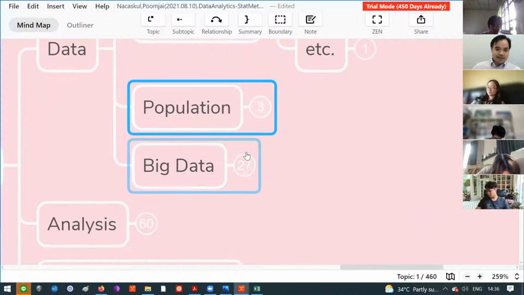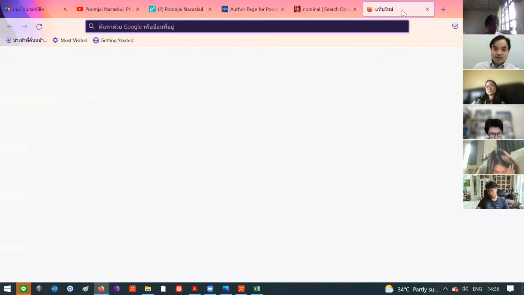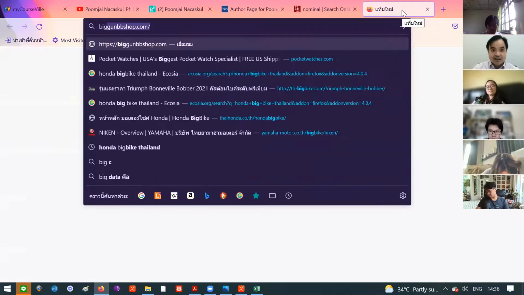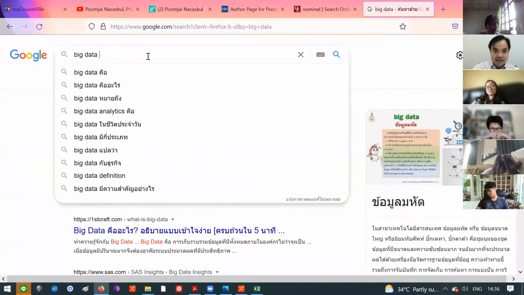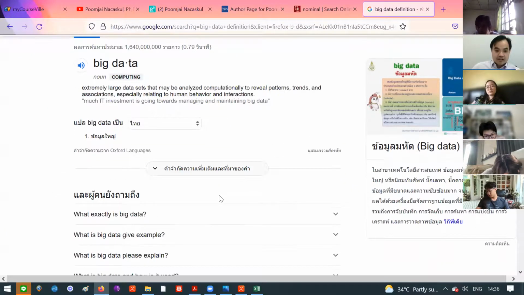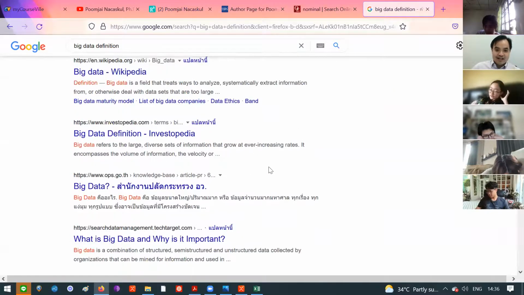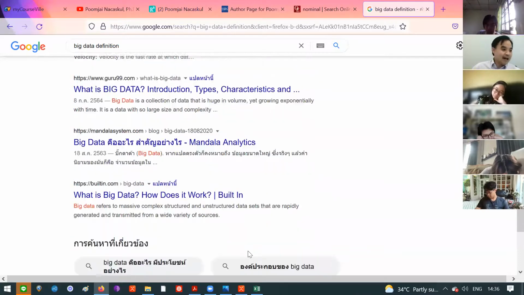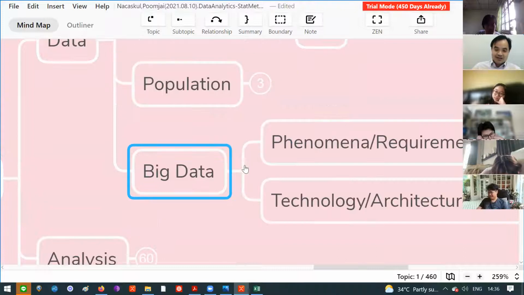Now, the fun bit, big data. Let's do a Google search. Big data, let's see what the definition is. Okay, it has all kinds of stuff. The definition gets silly. It's a very hyped up thing. But I'm going to stick to, shall we say, the classical definition.